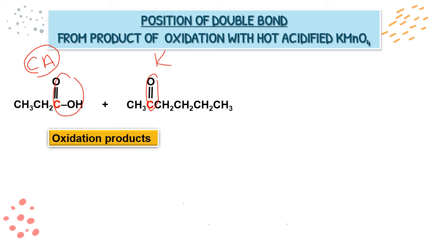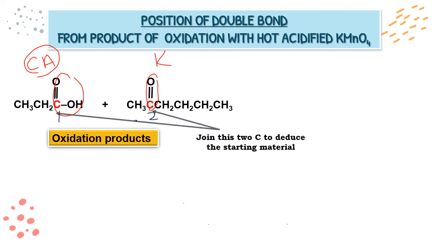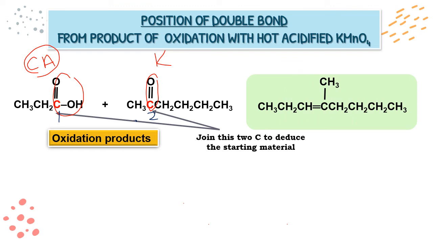So label the carbon. This is carbon number 1, and then this is carbon number 2. We will join these two carbons. This is the site where we're going to join these two carbons to deduce the starting material. So what are we going to get? This will be the structure. This is carbon 1, and this is carbon 2. That is carbon number 1.